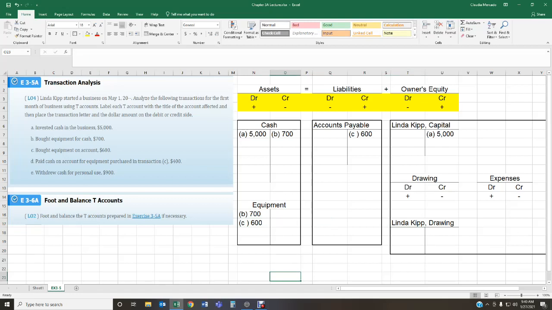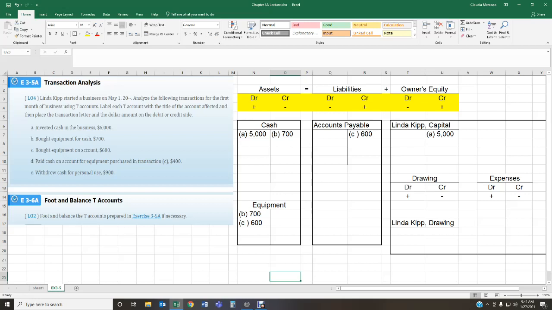Okay, letter D. You paid cash on account for equipment purchase in transaction C, $400. So we owed $600 and later on in the month we decided to make a partial payment of $400. So that equipment that we bought for $600 that we owe, this shows that we owe $600. Now we are making a payment of $400. So because we are making a payment, what's going to happen to my accounts payable balance? Is it going to go up or down?